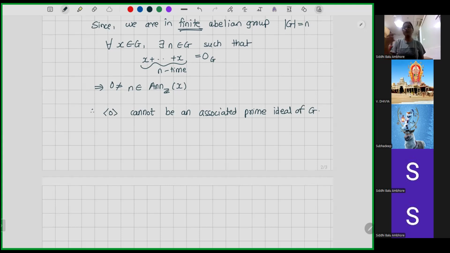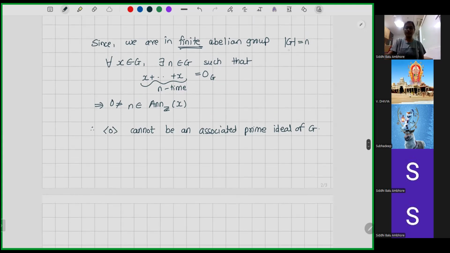In fact, this is very general. When I write this n as the order of the group, for a given element x, the order of the element x in group G will actually generate the annihilator of x.